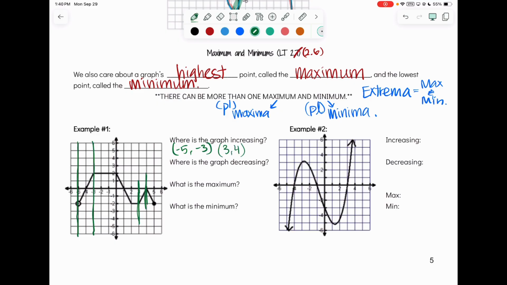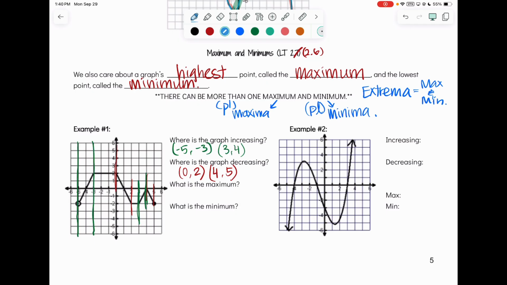Where is it decreasing? Is it 2 or is it 0? 0 to 2. And then decreasing from 4 to 5. Yes, that's a closed dot, but we do not put a bracket on that. Do we? No, it stops there. It's just directional. Okay.